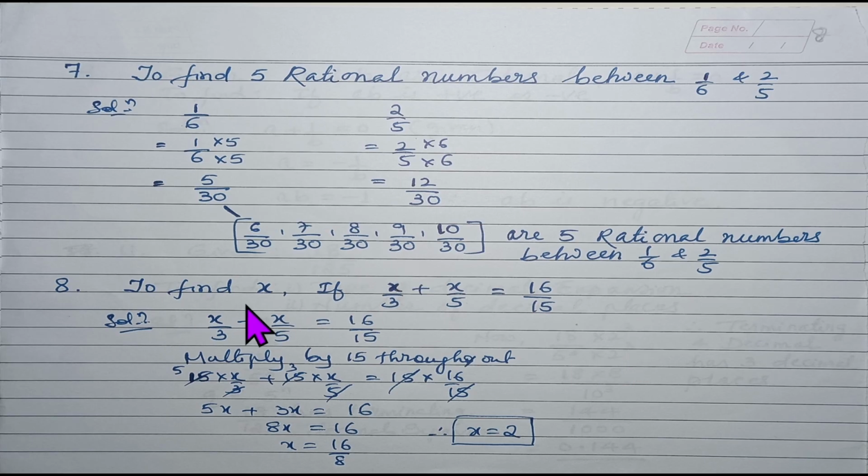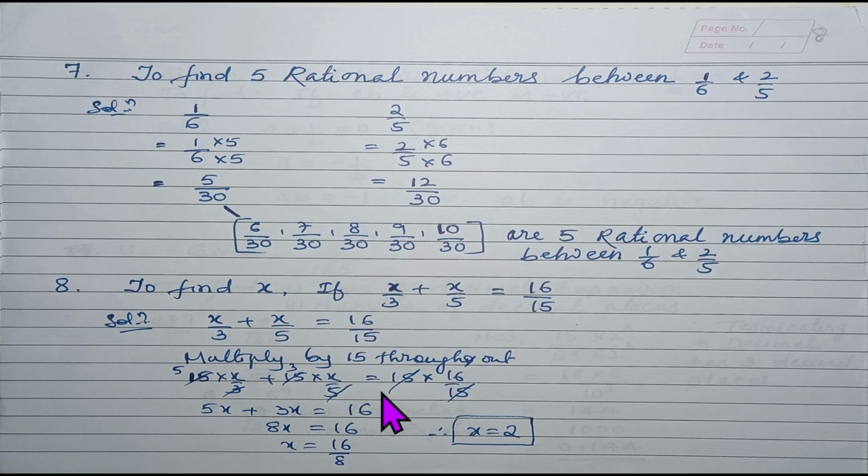Now the next example is, you are given x by 3 plus x by 5 is equal to 16 by 15. You have to find the value of x. So let us solve this. x by 3 plus x by 5 is equal to 16 by 15. Now find the LCM of 3, 5 and 15. LCM is 15. So multiply every rational number by 15 here. Multiply x by 3 by 15, x by 5 by 15, 16 by 15 by 15. And we see that 3 into 5 is 15, 5 into 3 is 15, 15 and 15 get cancelled here. It will be 5x plus 3x is equal to 16.